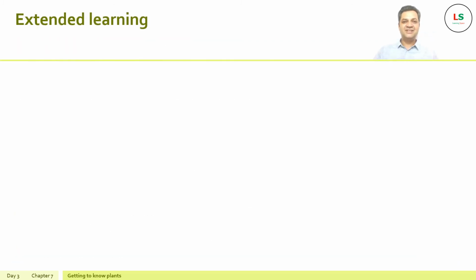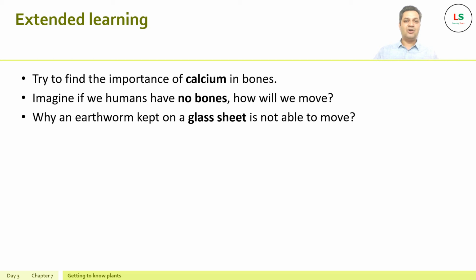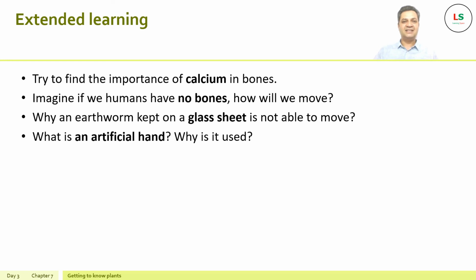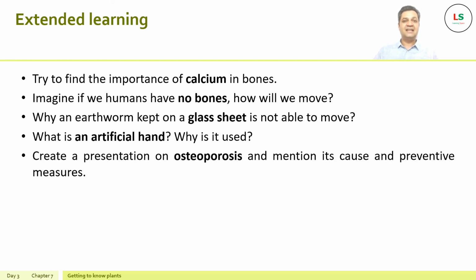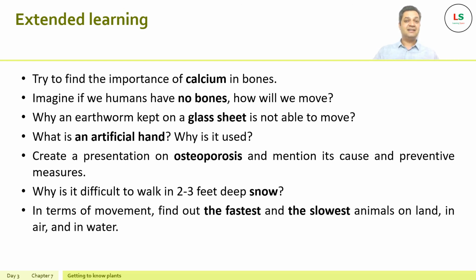As an extended learning to this chapter, you may have the following. Try to find the importance of calcium in bones. Imagine if we humans had no bones, how would we move? Why is an earthworm kept on a glass sheet not able to move? What is an artificial hand? Why is it used? Create a presentation on osteoporosis and mention its cause and preventive measures. Why is it difficult to walk in 2 to 3 feet deep snow? In terms of movement, find out the fastest and the slowest animal on land, in air, and in water.